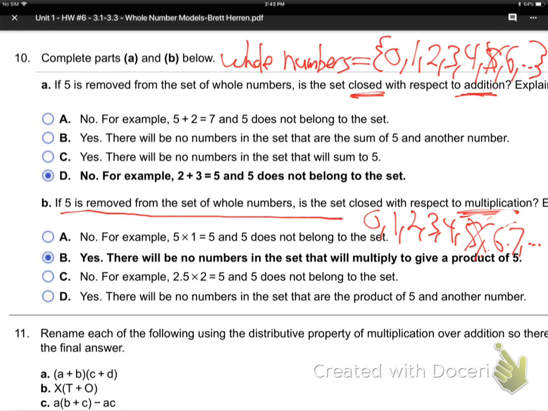How about if we had 21 and I took out 21? Would that be closed? No. 3 times 7. The specialness of 5 is that it's prime. Do you know what prime means? Nothing else goes into it but itself and 1. That's going to be our main topic on Friday. Prime numbers and how all the numbers are made out of primes.